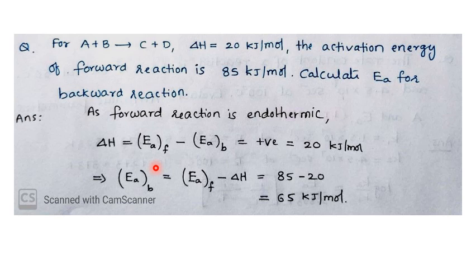What we have to calculate? Check the question. Forward reaction is given 85. Yes, this is for the forward, 85 minus 20. Finally, we are getting 65 kilojoule per mole. If it is exothermic, for example, same question, if it is exothermic reaction, then delta H should be negative value. It should be negative. Okay.